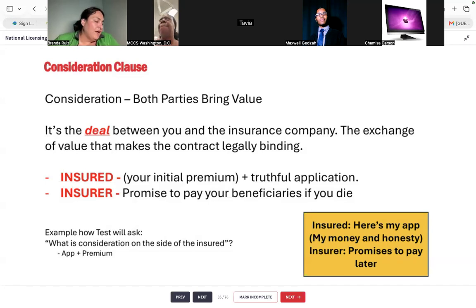An example of how the insurance exam will ask is it'll say, what is consideration on the side of the insured? And it'll give you options, and one of those options will say the application and the premium. So the insured will say, here's my application, my money. Your honesty and your money are of value to them. And the insurance company will say, hey, no problem. Here is our promise to pay in the future.